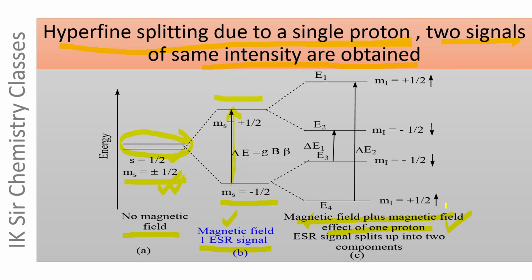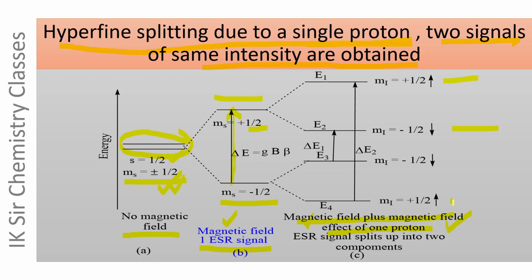E4 corresponds to Ms equals to minus half and Mi equals to plus half. E3 corresponds to Ms equals to minus half and Mi equals to plus half. Similarly, E2 corresponds to Ms equals to plus half and Mi equals to minus half, and E1 corresponds to Ms equals to plus half and Mi equals to plus half.